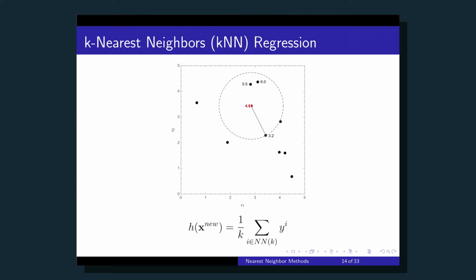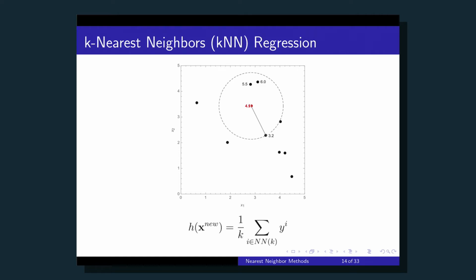Now, so far we looked at classification. Another kind of task you can do is regression. And now instead of voting, we do averaging. It's very straightforward. Let's say we take the 3 nearest neighborhood of this new query point, and the red number we don't know yet. That's what we're trying to find out. What's the value of this point for the target?